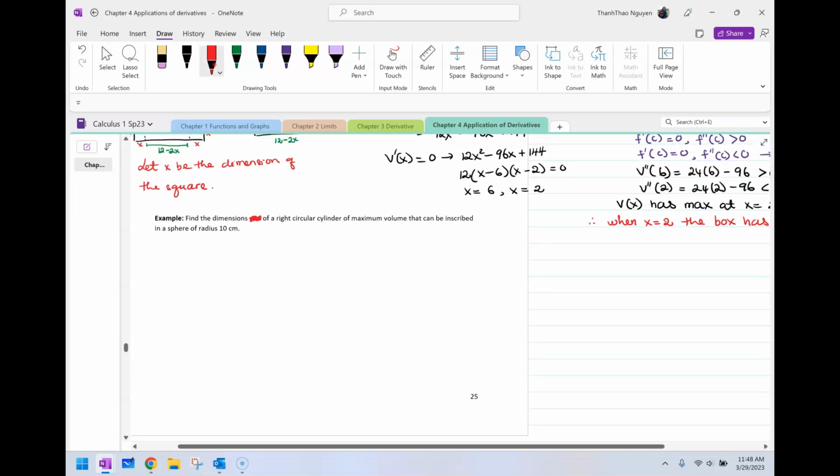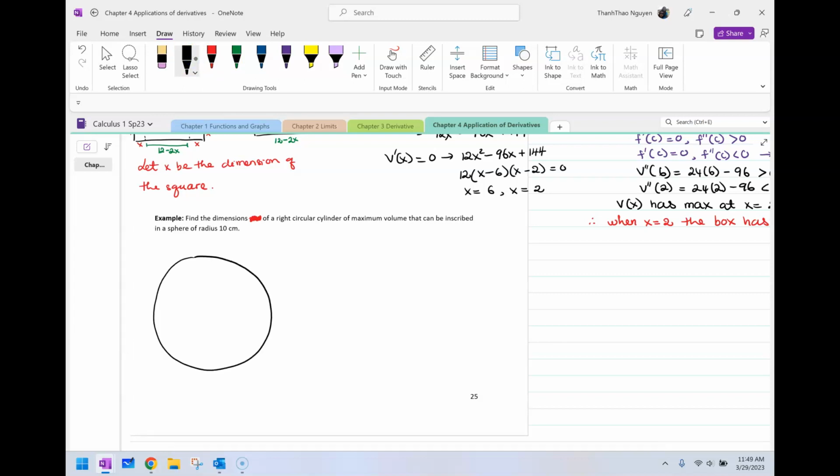Okay, so you have a sphere and you inscribe a right cylinder inside the sphere. The sphere has a radius of 10. And we want to maximize, we want to find the dimension of the right circular cylinder.